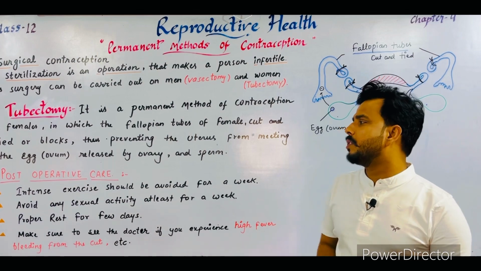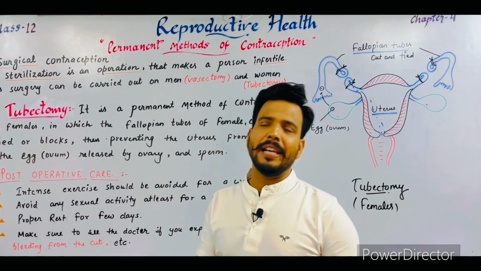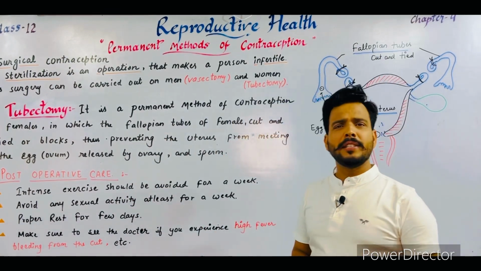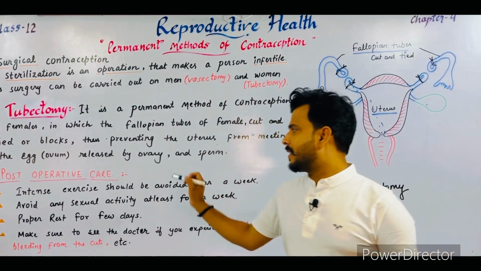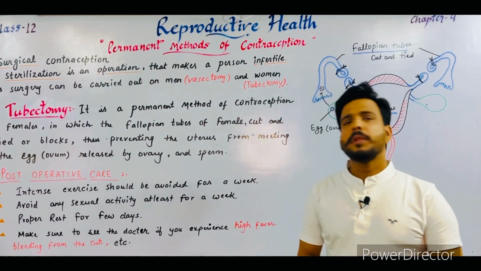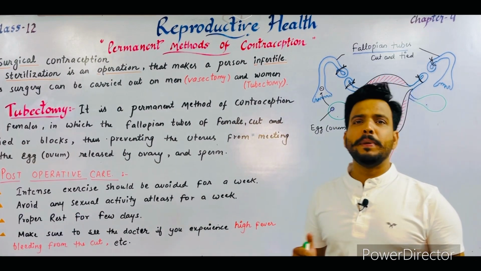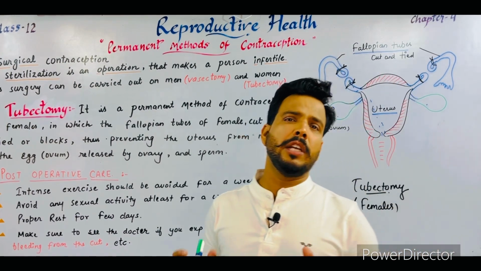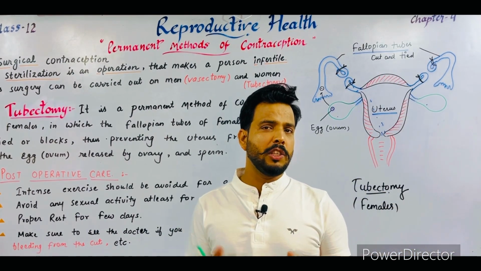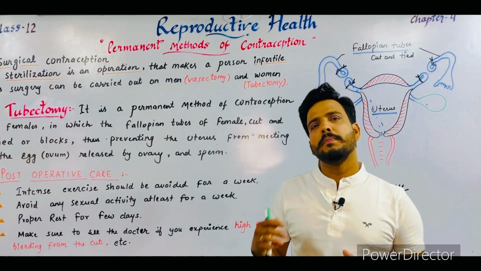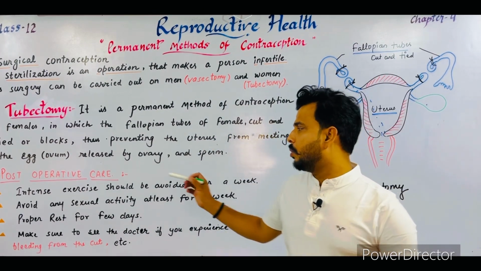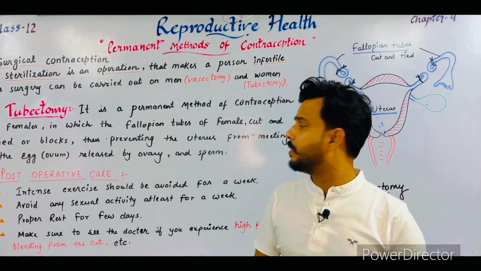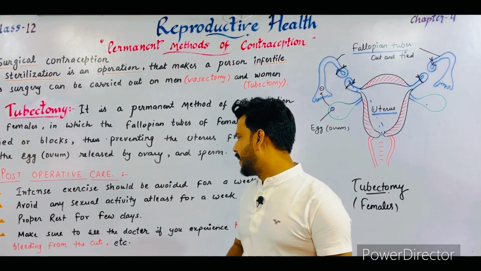Now, some precautions or post-operative care or advice provided by the doctors are as follows. So, there are some points I will discuss. Intense exercise should be avoided for a week. If you have a surgery, then obviously you have a cut on your body. So any exercise in which the muscles of the belly contract, you must avoid, because this may be very harmful for you. So intense exercise should be avoided for at least a week, and after that you may continue your exercises. Avoid any sexual activity for at least a week.